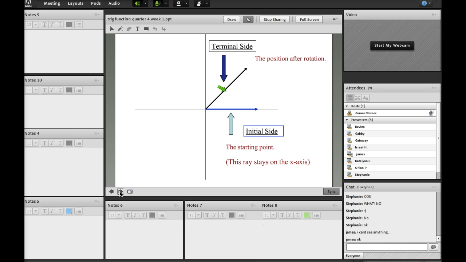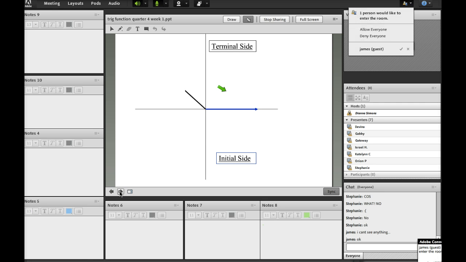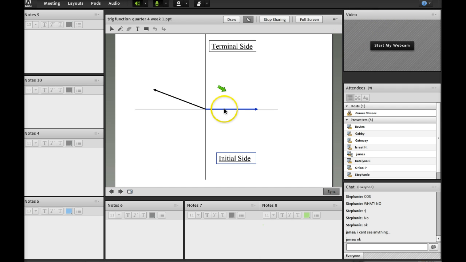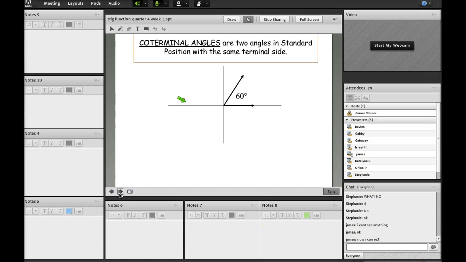Okay, so the ray always starts on the x-axis, and it goes to the terminal side. All these different angles, okay? Starting initial side, terminal side. And that's how we measure our angle. And our angles are always measured counterclockwise. All right? And that's a positive angle. A negative angle goes clockwise. It's kind of backwards from the way that you would normally think.